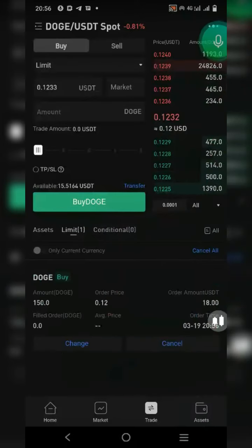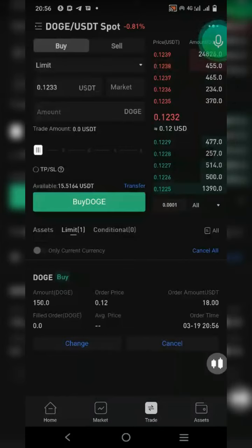The reason why it has not filled is because the market price of Dogecoin is not currently at 0.12. It will fill only when the price has gone down to 0.12. That is when I'll be able to buy this Dogecoin. Order price is 0.12, and order amount in USDT is $18. Amount of Doge, 150. It's self-explanatory when you look at it. So which action am I taking? I'm taking a buy action.